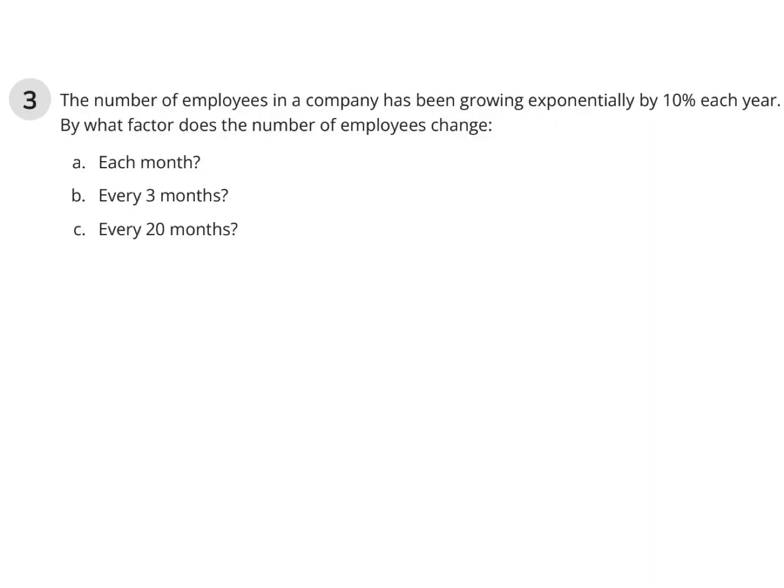Okay, the number of employees in a company has been growing exponentially by 10% each year. By what factor? So for the factor, we're only looking for b and the exponent. We're not worried about A. If our growth is 10%, 100% represents the original amount of employees, so we do 100 plus 10, giving us 110%. We divide this number by 100 because percent literally means divide by 100. We get 1.1 as our growth every year.